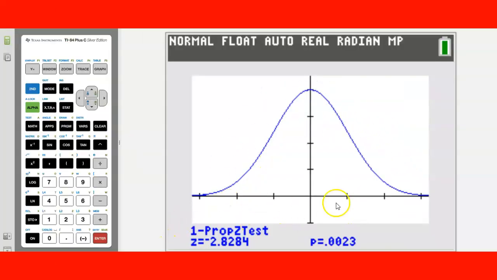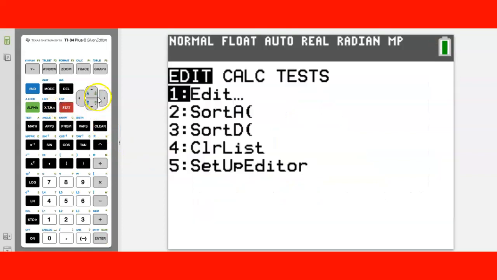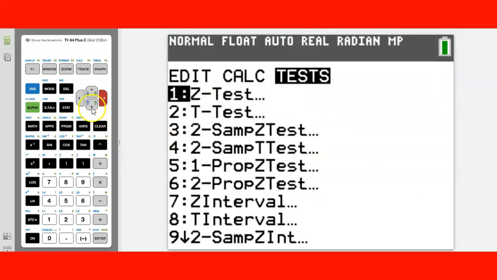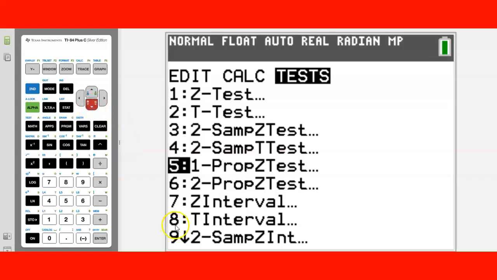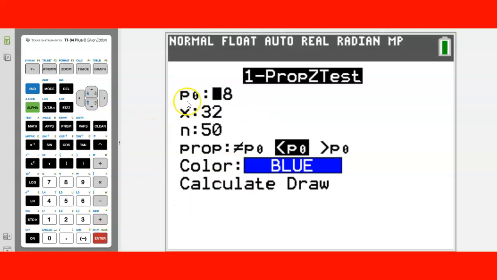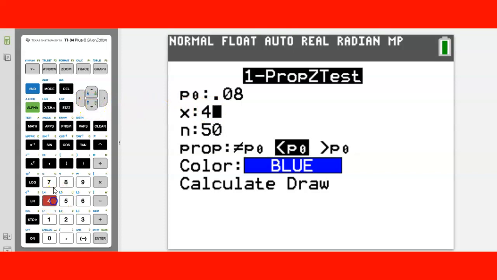Still got this in there from the previous problem. So we go stat, scoot over to tests, down to one prop z-test. In the book, Darren calls it a one sample z-test. Same thing. The null hypothesis was 0.8 last time because we were talking about an 80% free throw shooter. Now it's 0.08. Be really careful about that, right? We know that 0.8 does not mean 8%. So be careful. 47 potatoes were blemished out of the 500 that I sampled.